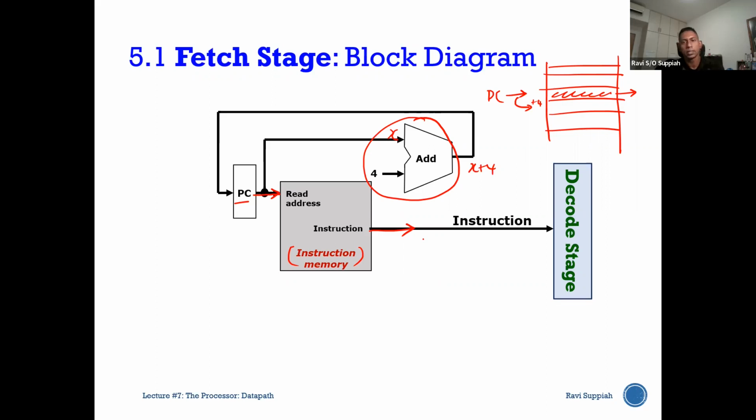So what happens is, while the PC is pointing to an address and the current instruction is being read out to pass on to the next stage, your program counter already increments by 4 and stands by here.